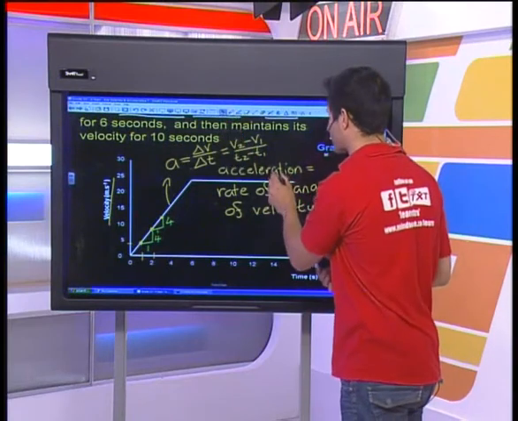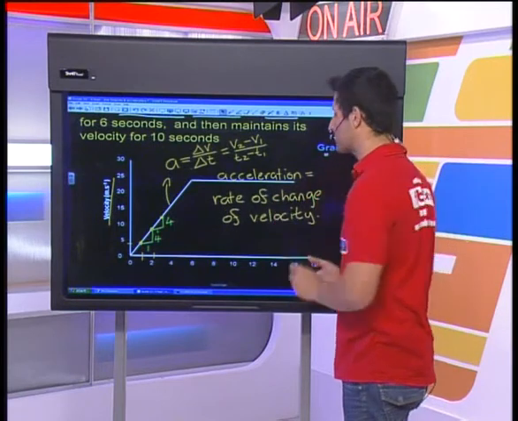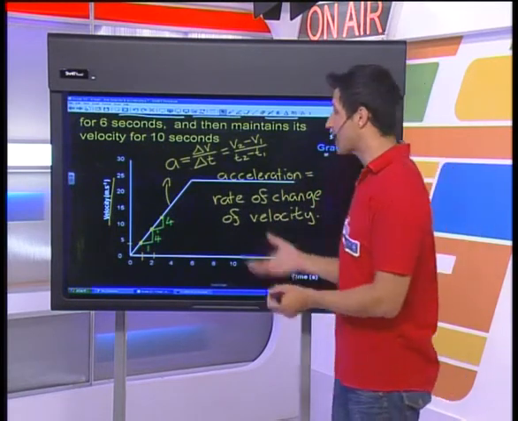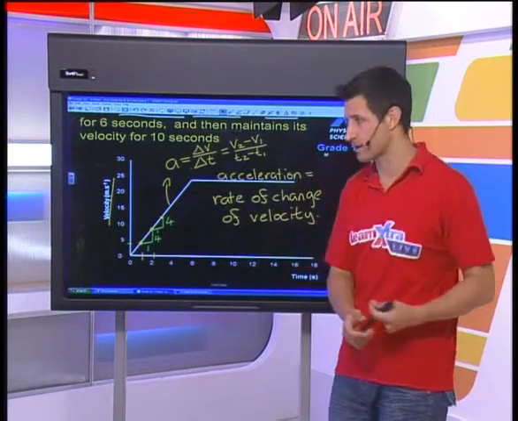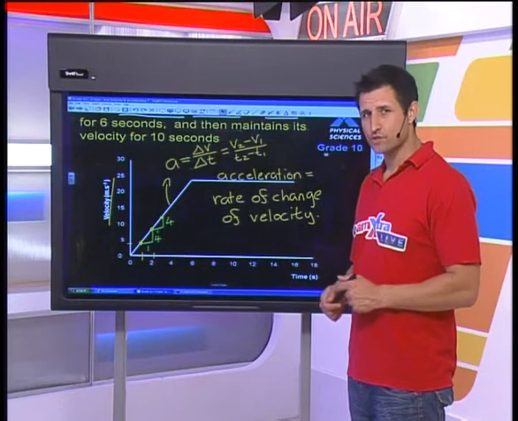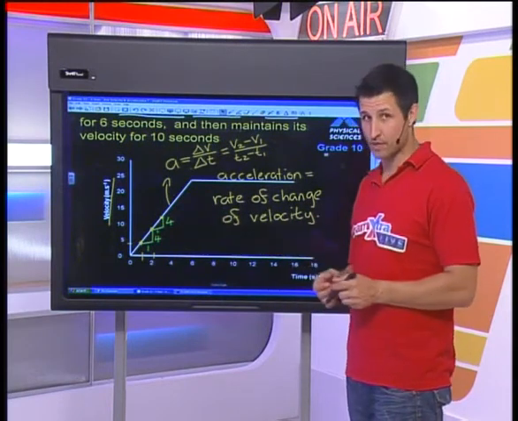So let's just move that out of the way. Let's make sure that you can actually see that formula. There we go. There's your definition. There's your formula. Acceleration is equal to the change in velocity over the change in time. So let's try and figure out what this acceleration is and how it relates to my graph.